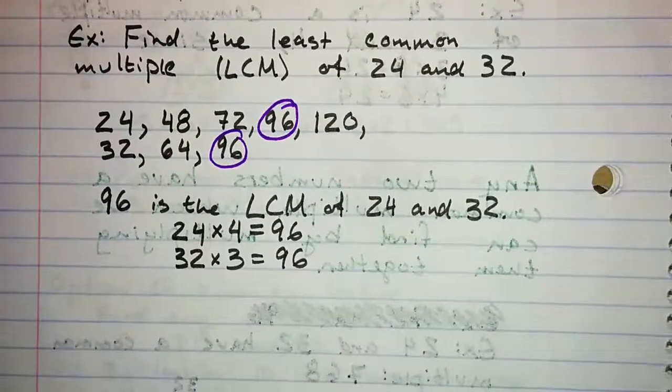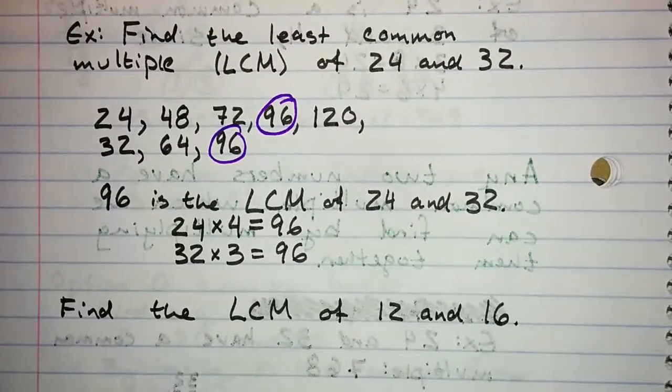I'm going to give you one of these to try. Find the least common multiple of 12 and 16. Pause the video and try this now.